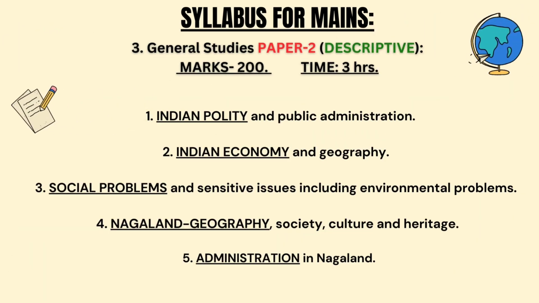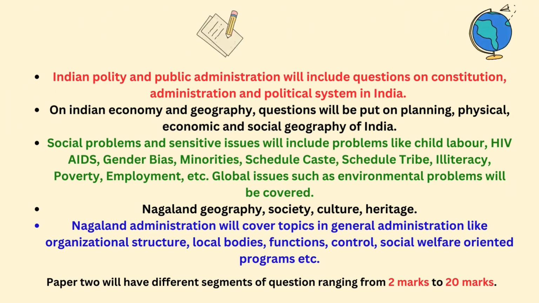Your third paper will be General Studies Paper 2, Descriptive. Marks 200, time 3 hours. 1. Indian Polity and Public Administration. 2. Indian Economy and Geography. 3. Social Problems and Sensitive Issues, including environmental problems. 4. Nagaland Geography, Society, Culture and Heritage. 5. Administration in Nagaland.